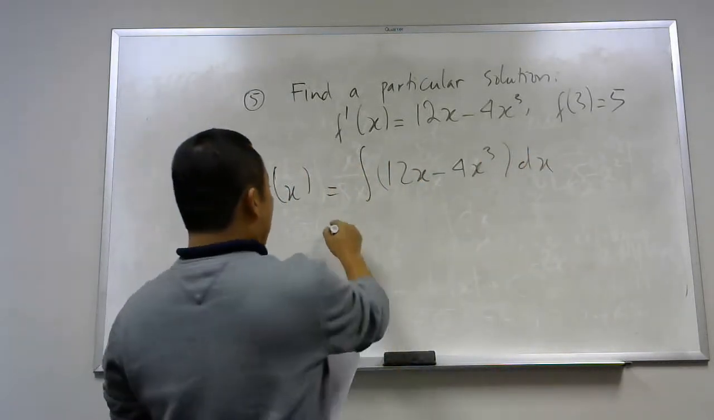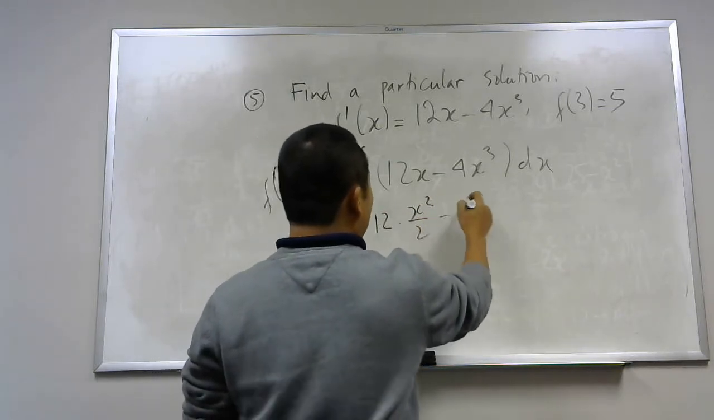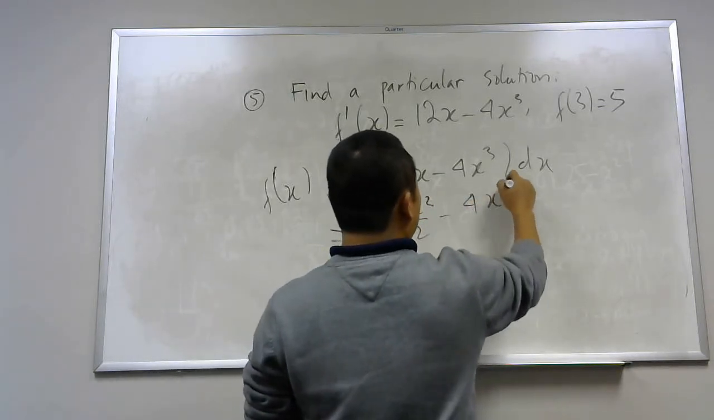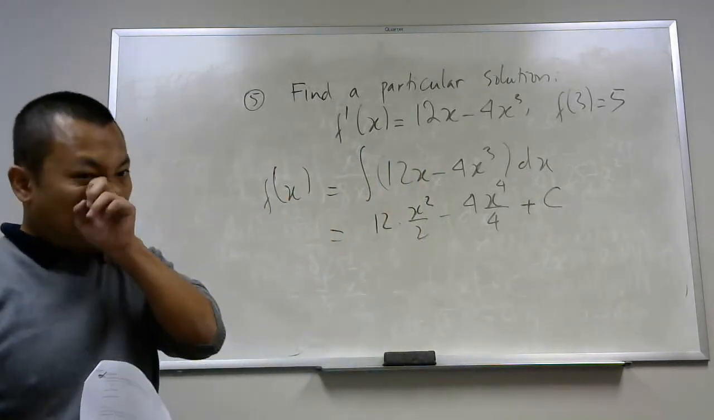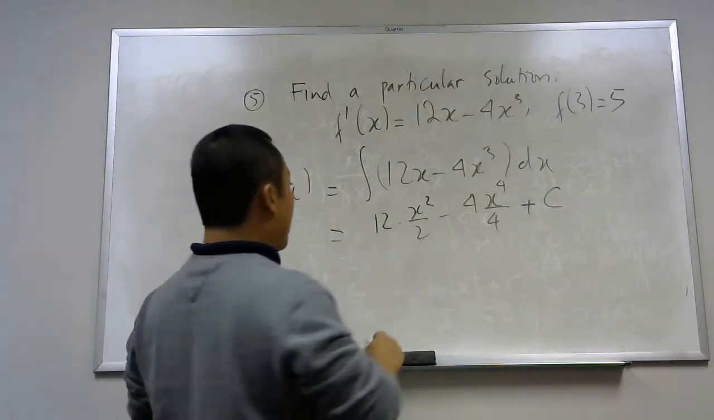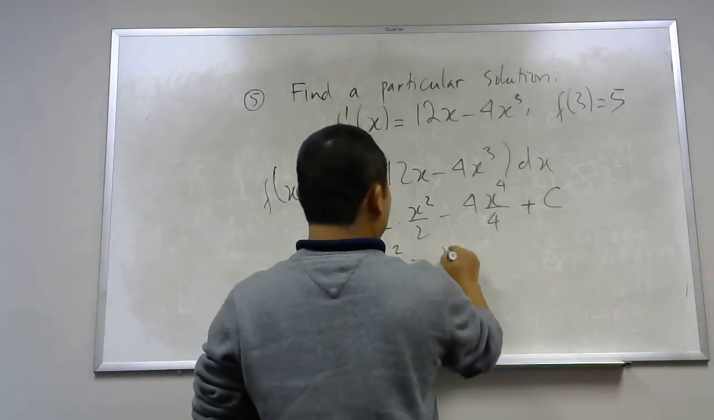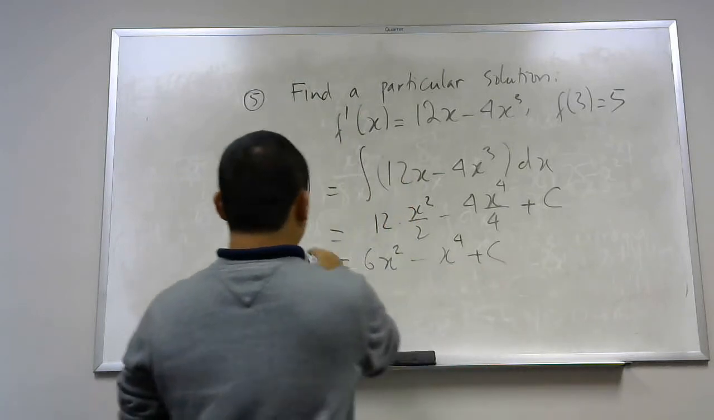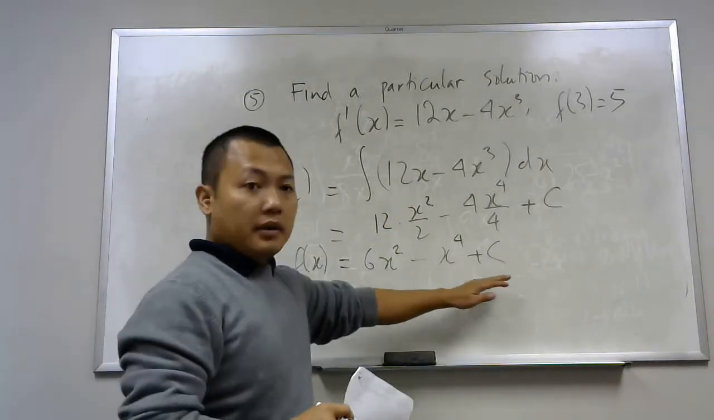And then we have what? This is just a power function: 12x squared over 2 minus 4x to the 4 over 4 plus c. Don't forget about c, right? So let's simplify that. I have 6x squared, the 4 and 4 simplify, I have x to the 4, and plus c. That is our function.